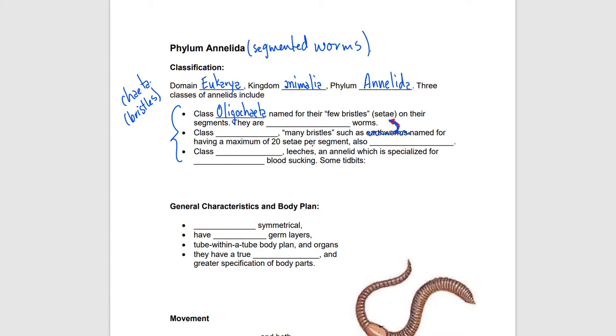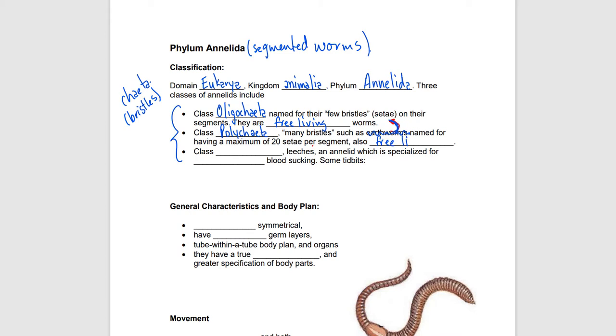Sorry, I should say these are free living worms for the most part. Remember, they live in soil and aquatic environments. Then we've got Polychaeta. These have many bristles, up to as many as 20 setae. They're tiny, really rigid little hairs that they have on their ventral side, their belly side. They're in part for anchoring and movement, and these are also free living.